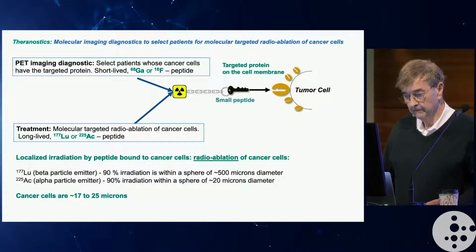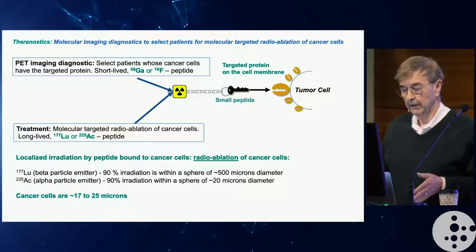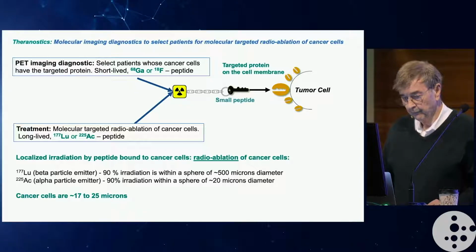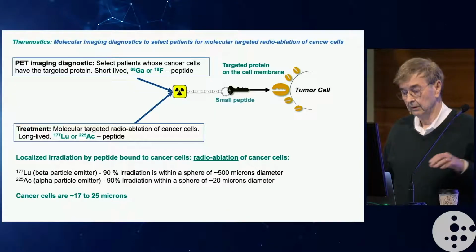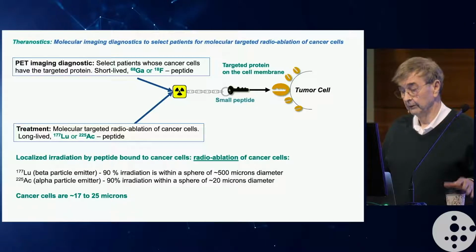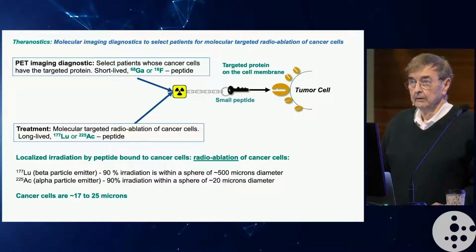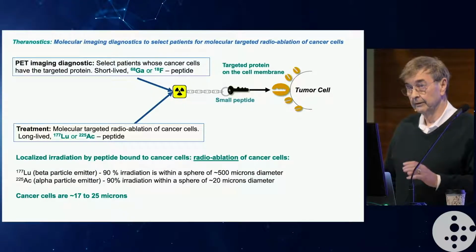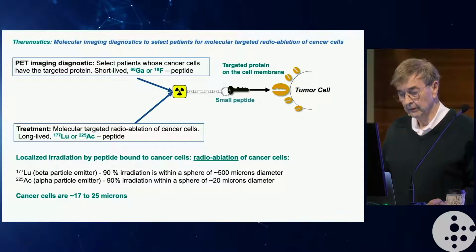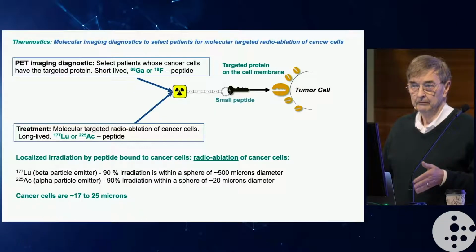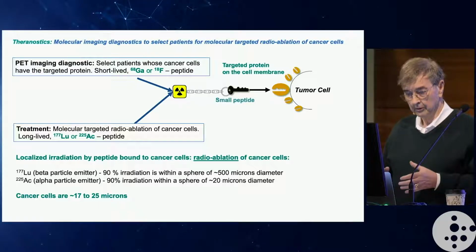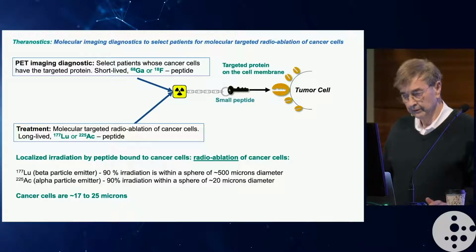So with lutetium, about 90% of the radiation exposure is within about half a millimeter. Actinium, which is an alpha particle, 90% is within 20 microns. Now, as we go through this, these peptides not only bind to proteins on the cell surface, but very quickly, within about an hour, 95% of them are internalized. So even further, moving the radiation to the interior of the cell.